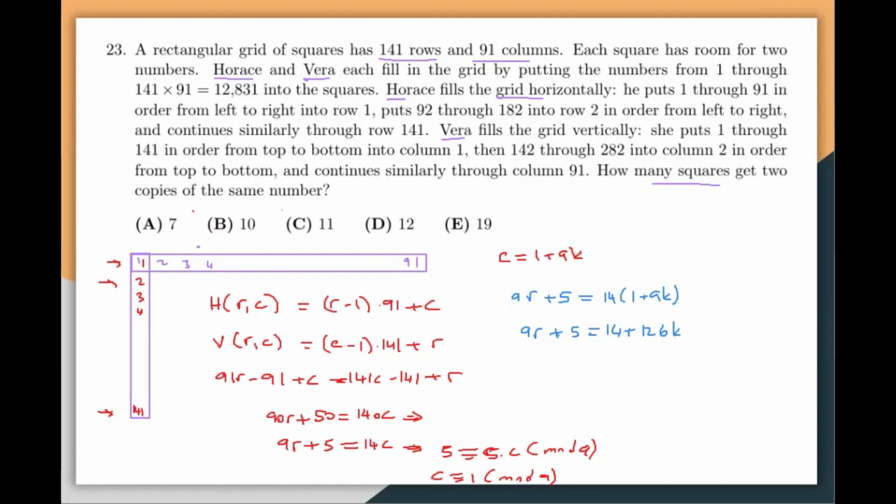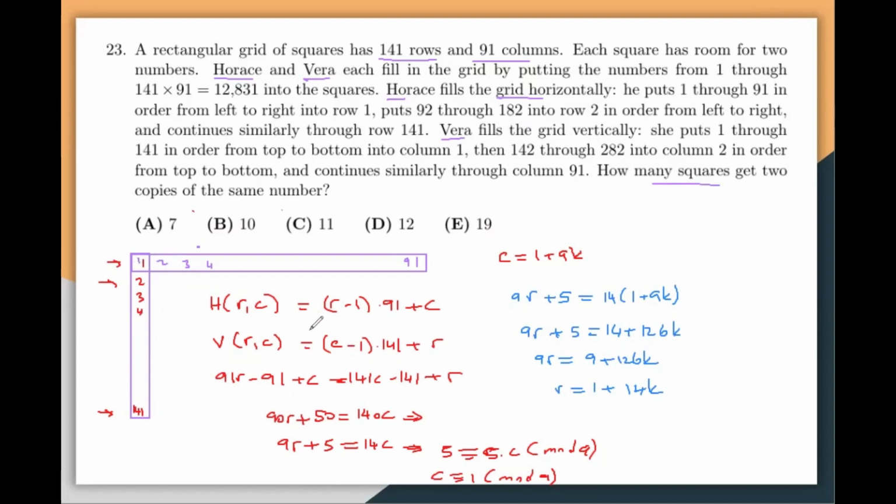Maybe we can try to simplify first, right? This will be all multiples of 9. So 9R is equal to, subtract 5 from both sides, so you've got 9 plus 126K. Let's divide by 9. So you get 1 plus, 126 divided by 9 is 14. So R is 14K plus 1. Okay, so R is the rows, and we have 141 rows.